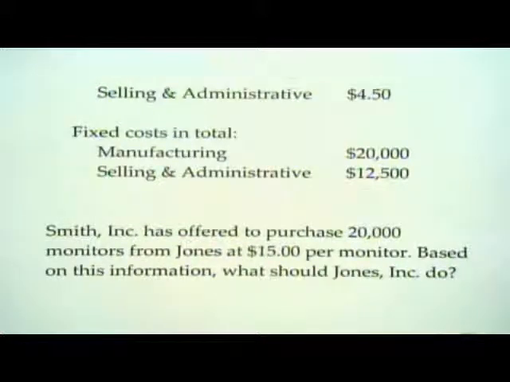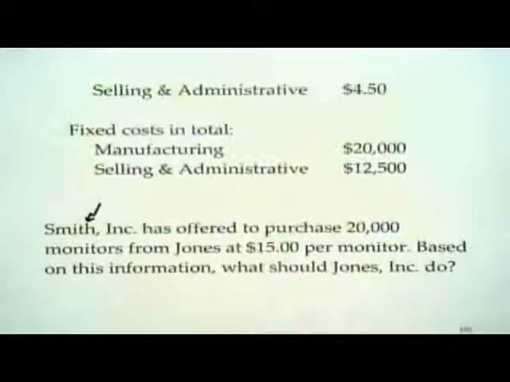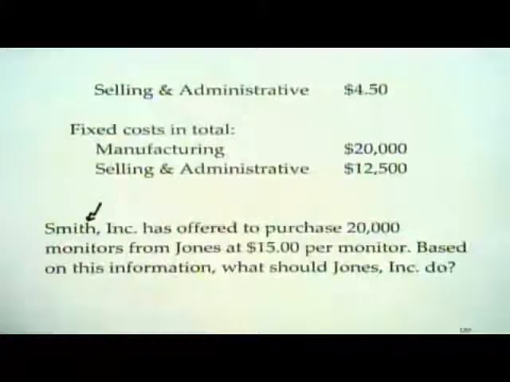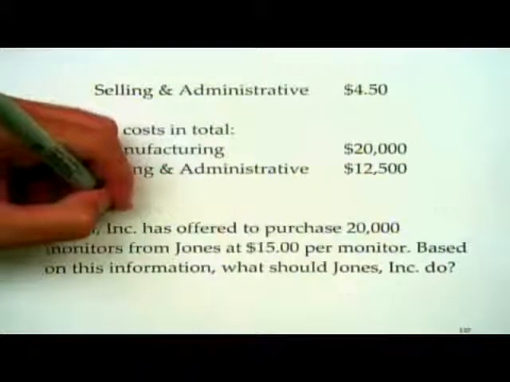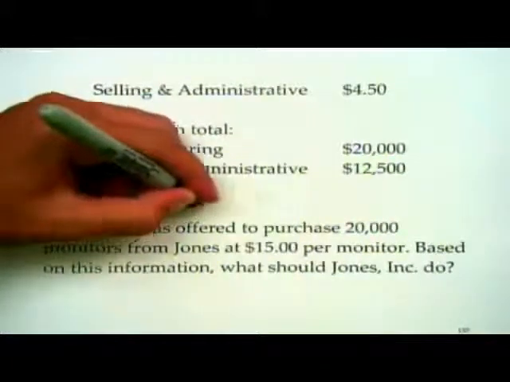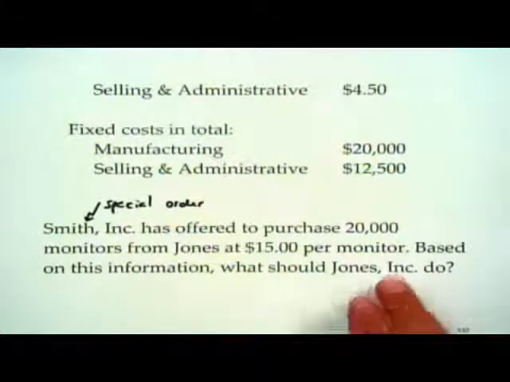Pause for a second. When you see some outside company wants to buy from you, by the way, whatever company starts the question off is who you are. You are Jones. All of a sudden, Smith comes out of the woodwork and wants to buy your product. Therefore, by that piece of information in the question, you know this is what's called a special order decision. So, they've offered to purchase 20,000 monitors from Jones for $15 per monitor. Based on this information, what should they do?